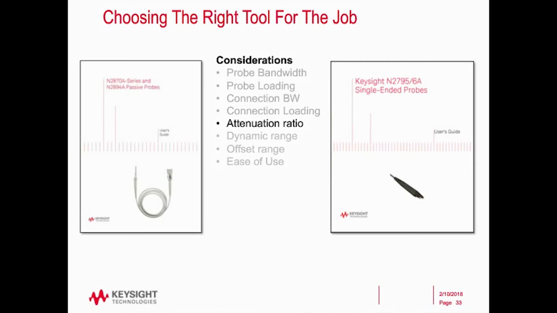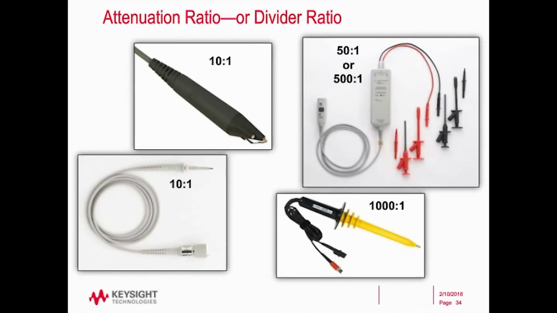Now let's talk about attenuation ratio. Here's a sample of probes with various attenuation ratios: 10 to 1, 50 to 1, 500 to 1, 1,000 to 1. Why do we put different attenuation ratios on things? Well, the reason we do it is so that we can measure different voltages. Depending on what input you're using on the scope, you don't want to damage the scope. So you have to attenuate the signal, or divide it down, to the safe range for the scope.